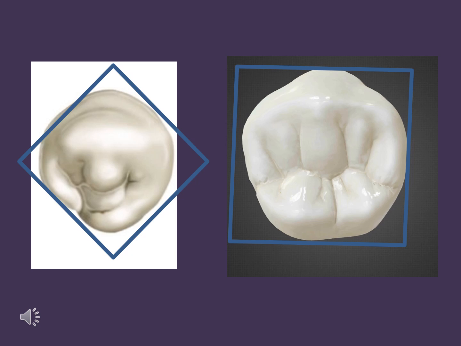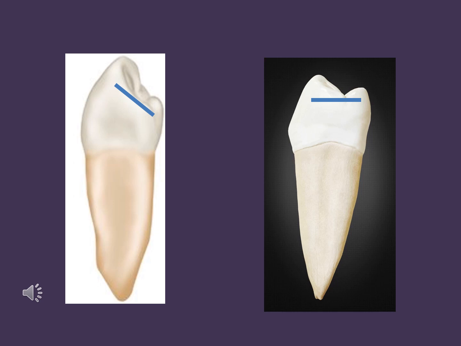No central pit is seen in a mandibular first premolar. Central pit is seen in case of a mandibular second premolar. Comparing the mesial marginal ridge between mandibular first and mandibular second premolar, in mandibular first premolar, the mesial marginal ridge is sloping, whereas in case of mandibular second premolar, the mesial marginal ridge is straight. The mesial marginal ridge is cervically placed in case of a mandibular first premolar, whereas in a mandibular second premolar it is occlusally placed.